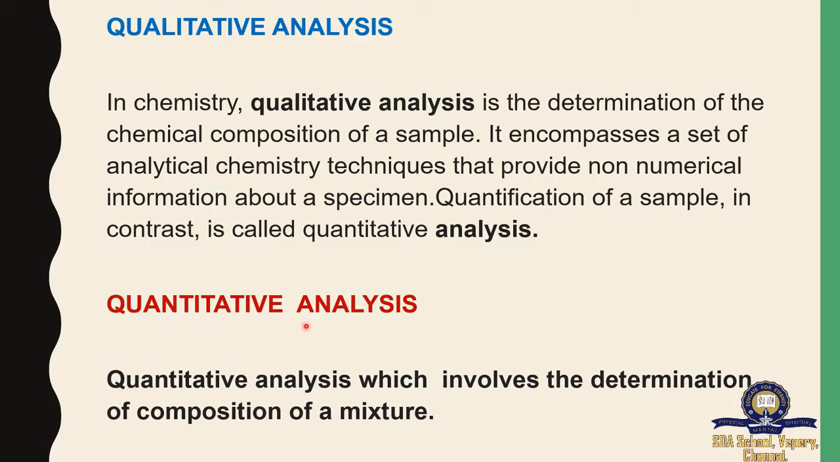Next, quantitative analysis, which involves the determination of the composition of a mixture. When they give a mixture, we find how much of a particular element is present. For example, we have acetic acid, formula CH3COOH. If they give the sample, it doesn't tell you what compound is given. You have to find out how much carbon is there, how much hydrogen and how much oxygen. Like that, we need to find out quantitative analysis in analytical chemistry.